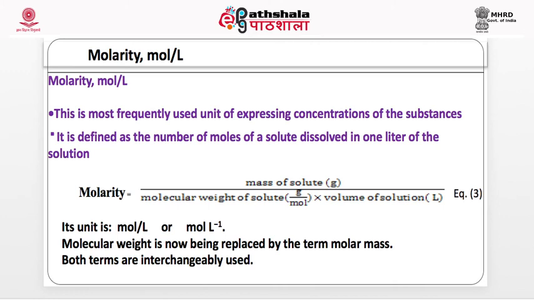The most preferred unit of expressing concentration of substances in chemistry is molarity. It is defined as the number of moles of a solute dissolved in 1 liter of the solution. Its unit is mole per liter or mole liter inverse. It is defined by equation 1. Molarity is equal to mass of the solute in gram divided by molecular weight of the solute into volume of the solution in liter. That is very important. In many numerical problems, the volume of the solution may be given in milliliter. You have to convert it into liter before applying this formula.